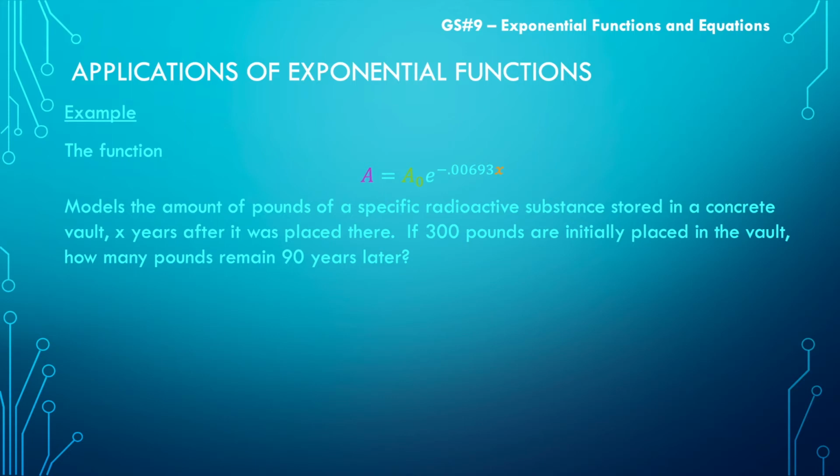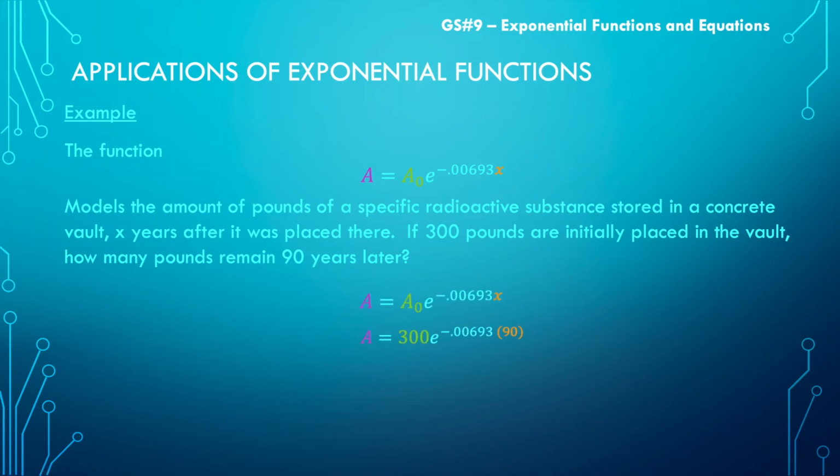Okay, so we are going to use this function and we're going to sub in what we know. Remember that this right here before the e, this is our initial value. A naught always represents the initial value. So what goes there? What's initially placed in the vault? That would be 300 pounds right there, right? And x years after it was placed there, that will be the number of years that have elapsed. So 90 years. So 90 would go here in the x place.